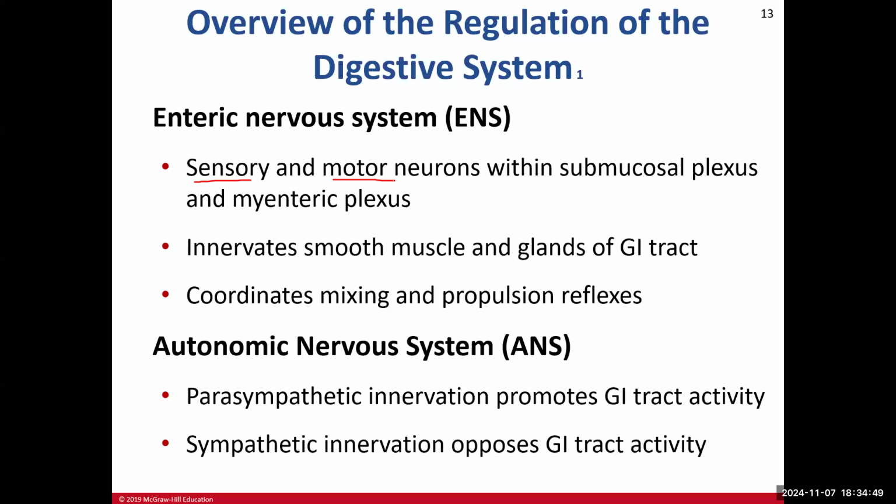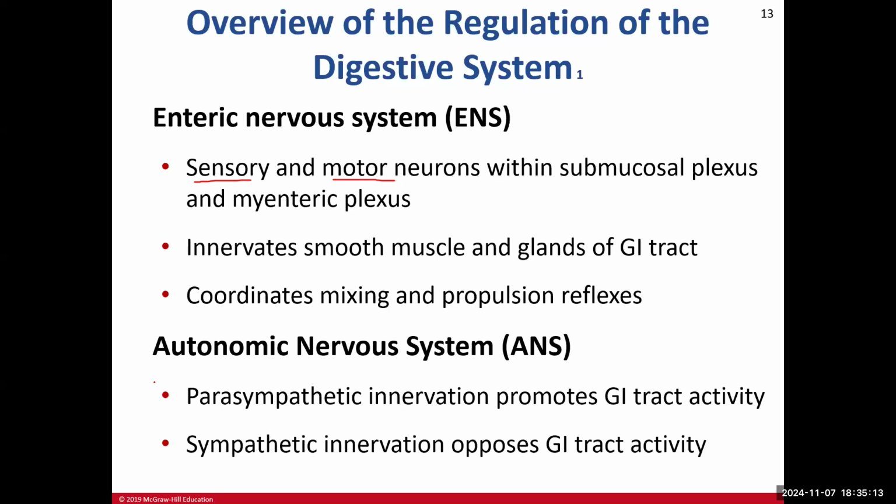You just don't know that. All right. And also the motor aspect, the effectors, you can't control. So it's going to be things that are involuntary, which would be glandular secretions, smooth muscle, and cardiac muscle. Well, we've already covered cardiac muscle, so that's not part of the digestive system. So we're only going to be dealing with smooth muscle here, all right?